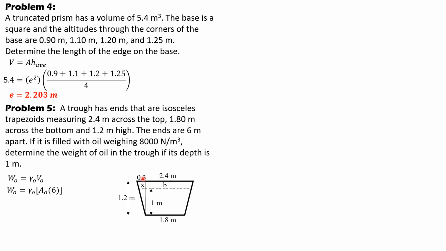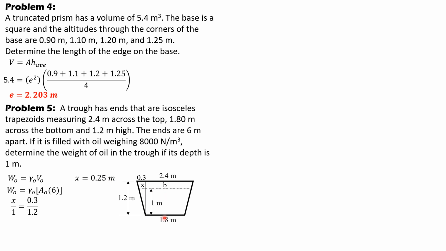This is 0.3. 0.3 is 2.4 meters minus 1.8, so that's 0.6, divided by 2 because this is an isosceles trapezoid. There is also x on this side, so that's why there is also 0.3 equal to that. So that's why we have 0.3 meter. So x is to 1 equals 0.3 is to 1.2. So x is 0.25 meter.